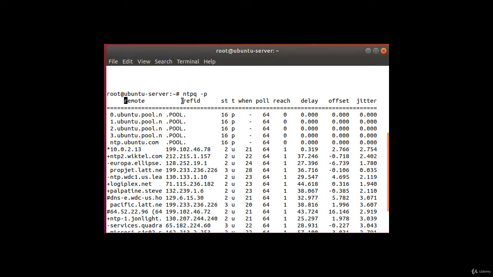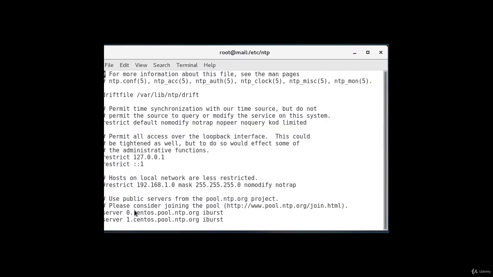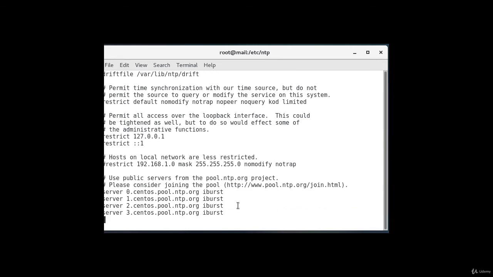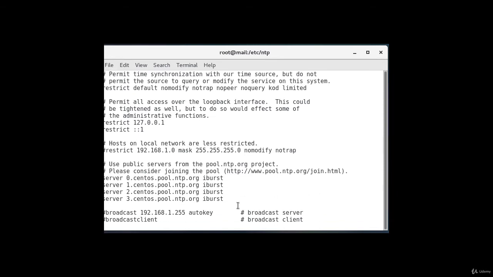Then the next one is RFID, and that's the upstream stratum to the remote server. For stratum 1 server, this will be the stratum 0 source. So if you remember, we had in our CentOS machine, let's take a look over that. So these are the upstream stratum that we are talking about, the server 0, centos.pool.ntp.org, and goes from 0 all the way to 3 in my case, but can add one more after that.